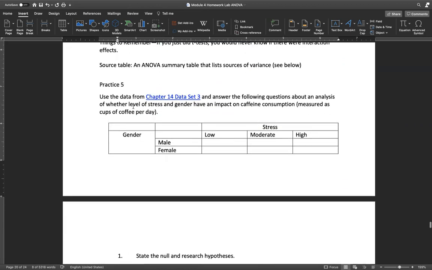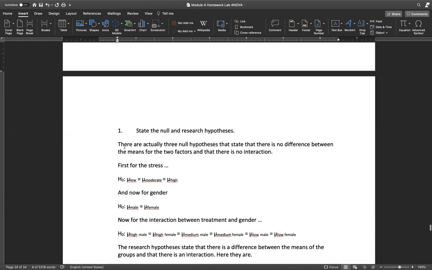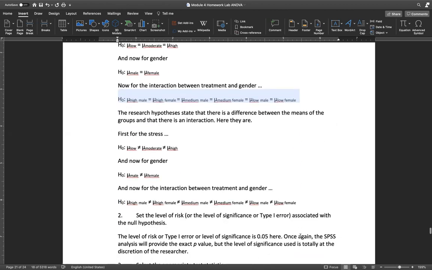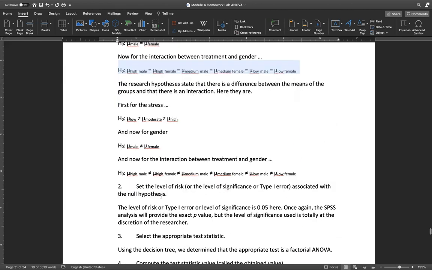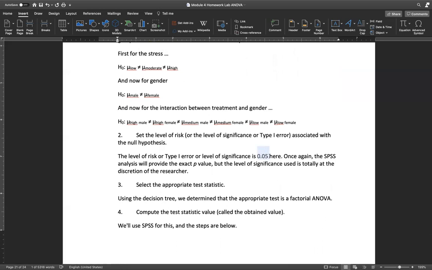This time we're looking at levels of stress and gender and the impact it has on caffeine consumption. And so I have stress and I have gender. Gender has 2 levels and stress has 3 levels. So this is a 3/2. You always do this level first. So 3/2. And here's our null. There's actually 3 null hypotheses. So there's no difference in stress, there's no difference in gender, and there's no difference in stress and gender between the two. All right, and then there's my hypotheses for the alternative. Going to set it at a 0.05 level, just like everything else.